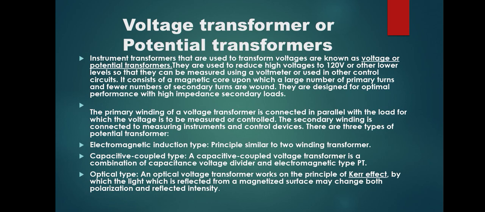There are three types of potential transformer. Electromagnetic induction type, principle similar to a two-winding transformer. Capacitive coupled type. A capacitive coupled type voltage transformer is a combination of a capacitance voltage divider and an electromagnetic type PT. Last one, optical type. An optical voltage transformer works on the principle of the Kerr effect, by which the light which is reflected from a magnetized surface may change both polarization and reflected intensity.